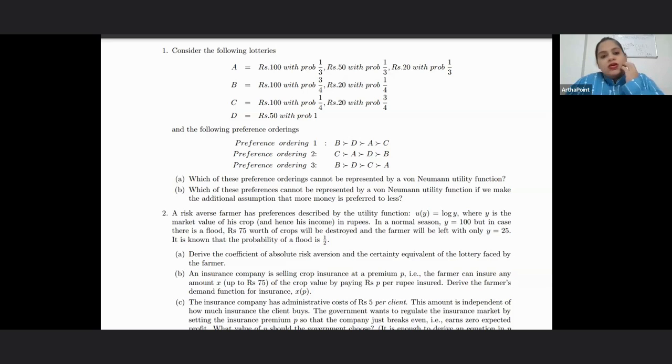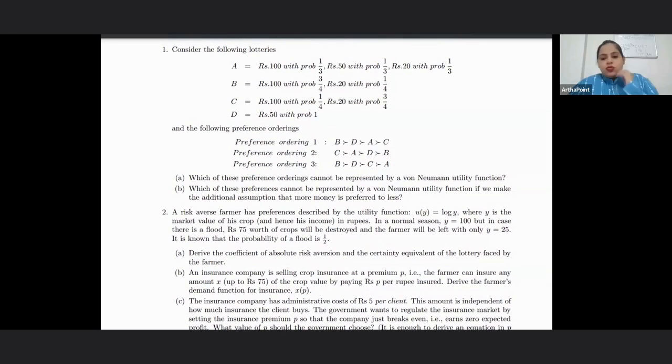Thus, when y is 50, that is the certainty equivalent of the lottery faced by the farmer. Now the coefficient of risk aversion, I don't remember exactly what this term means. Okay, no problem. It is the double derivative of utility divided by the single derivative of utility. Okay, ma'am. If you double differentiate this and divide it by the single differentiation of this, you will get 1 by y. So that will be the coefficient of risk aversion.